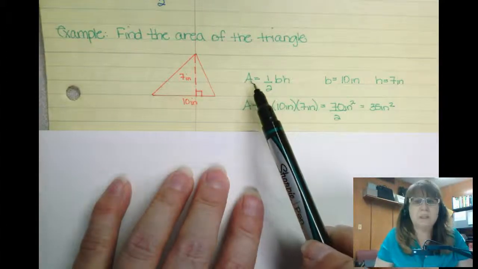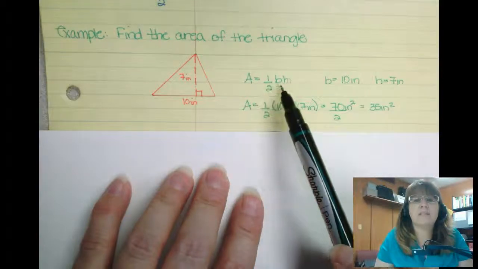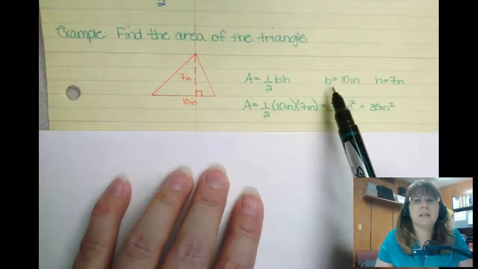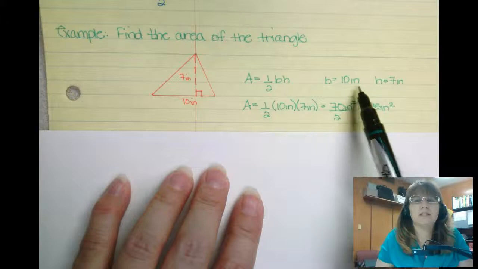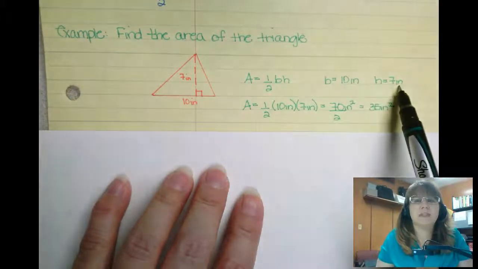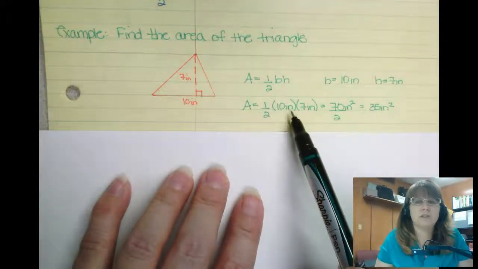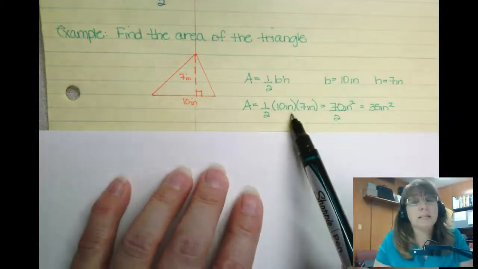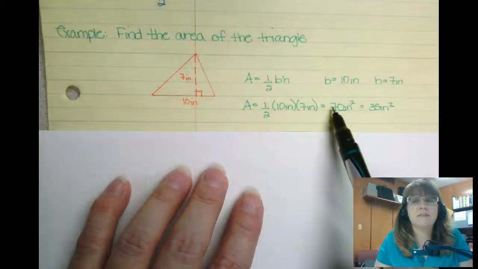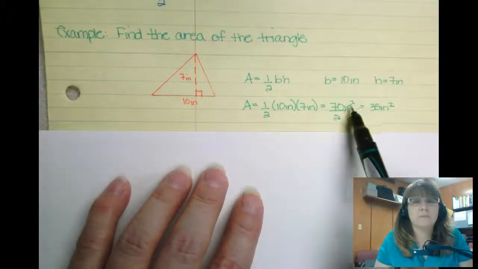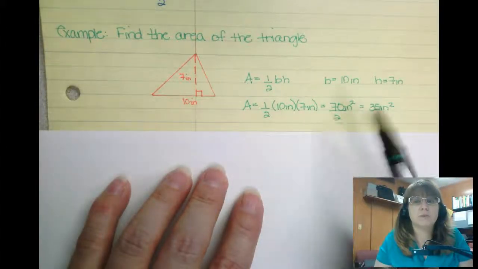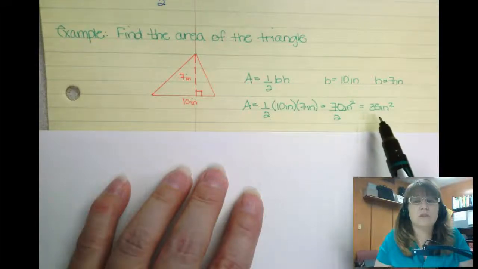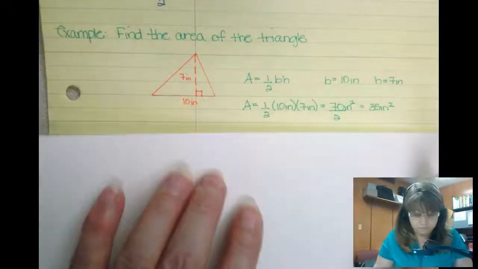So I use my formula, area equals 1/2 base times height. B is now 10 inches. H is now 7 inches. We plug those numbers into our formula. 10 inches times 7 inches is 70 inches squared, and it's all over 2. So now we reduce to 35 inches squared.